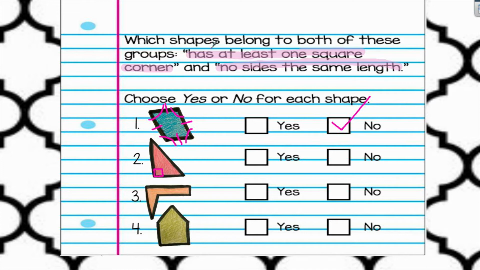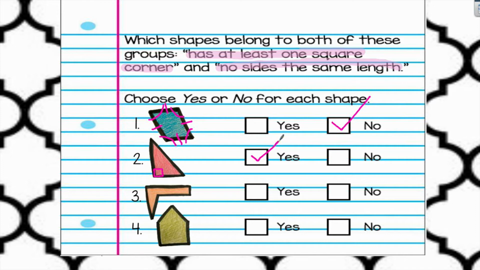So it meets the first attribute for the group. It has one square corner, so I'm good to go so far. Now I need to see if it has no sides of the same length. When looking at this triangle, I can tell that the three sides do not share the same length. They're all different sizes. So because of this, I can mark yes for this shape because it has one square corner and it has no sides of the same length.